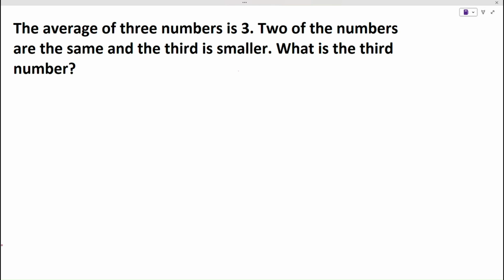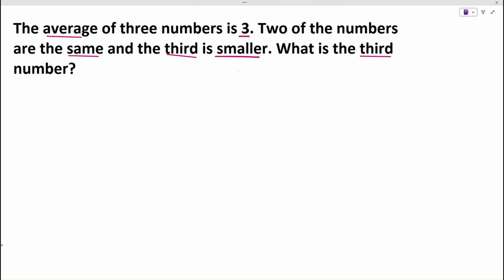In this video, we will be going over another 11 plus question. This question uses simple algebra, and we also need to look at the average as well. So we have our question. The average of three numbers is 3. Two of the numbers are the same, and the third is smaller. What is the third number?